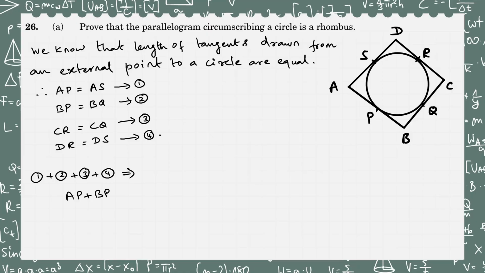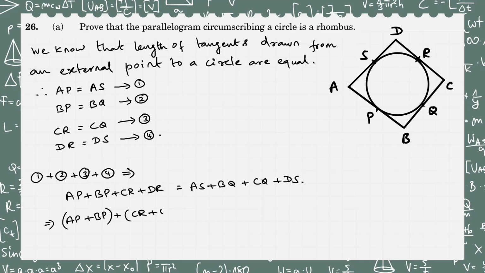AP plus BP plus CR plus DR. This is the sum of all the LHS values. That side we have AS plus BQ plus CQ plus DS. Right? Now let us group the values together. That implies AP plus BP, I am grouping these two together, and CR plus DR, I am grouping these two together, and here the DS I am bringing to the second position. So AS plus DS and then BQ plus CQ I am grouping together.